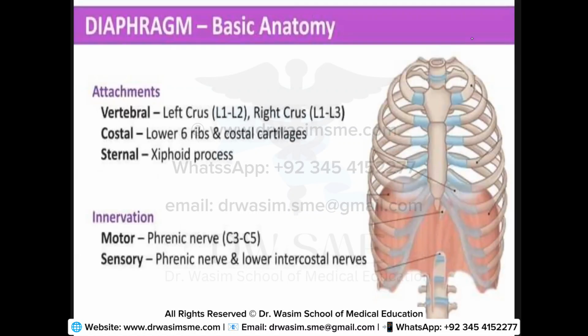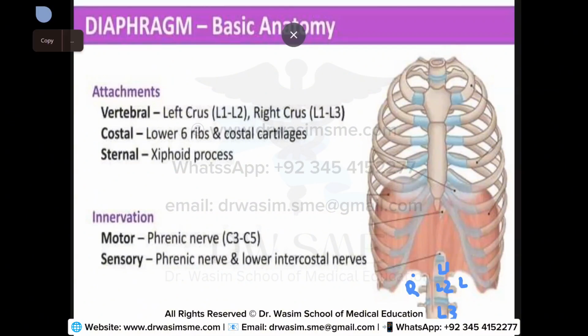Now, next up, we have the diaphragm. So, what is the attachment and what is the innervation of the diaphragm? The diaphragm has a three-planar origin and insertion. Starting from here, these are the cruras. As you could see, from the left side, it has origin from L1 and L2, whereas on the right side, it is going to have origin from L1, L2, and additionally from L3 as well.